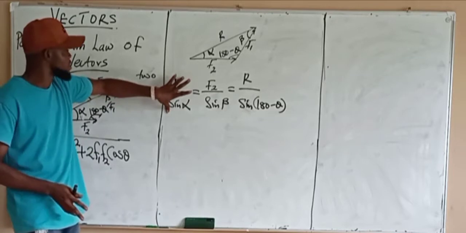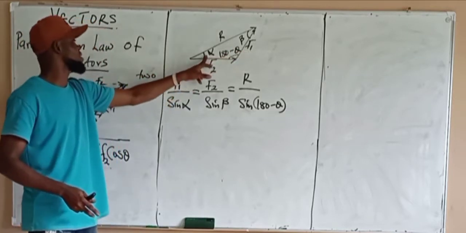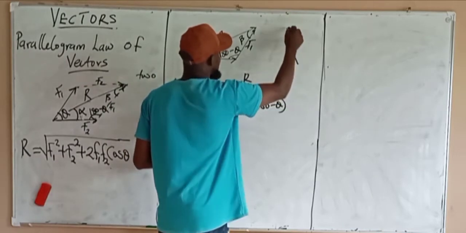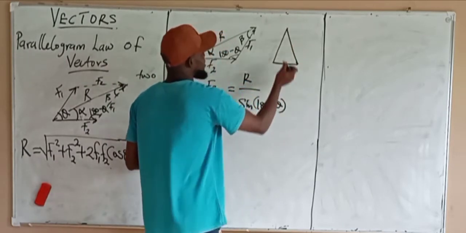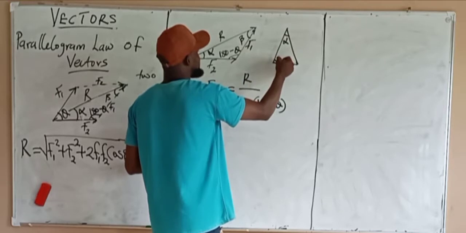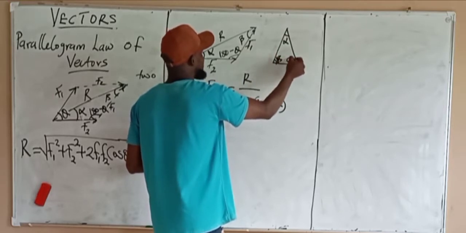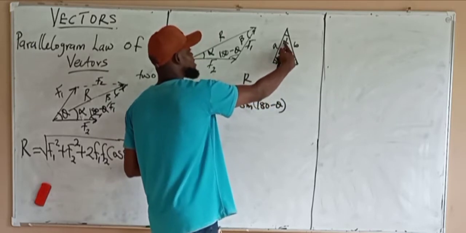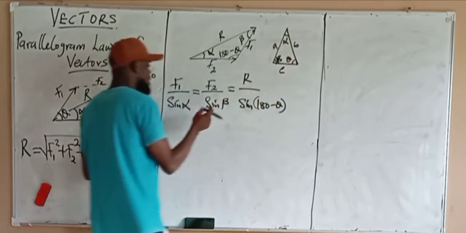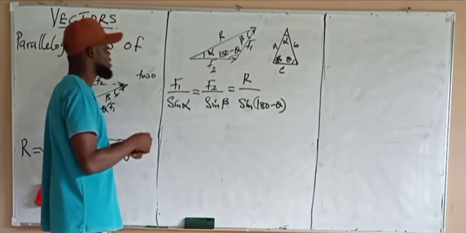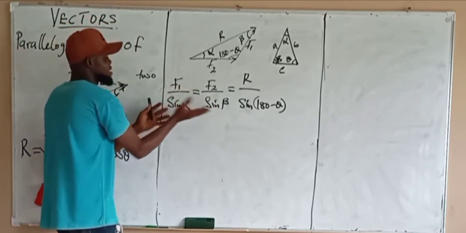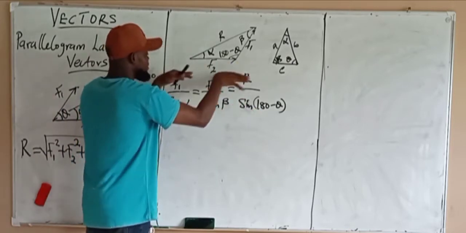Remember how we got this: the side over the sine of the angle facing it. It works for any triangle at all. Let's have this triangle now with alpha, beta, and theta. Let's say A, B, C. The sine of this over this will be equal to. Now let me also teach another very important thing. This can also be written as F1 over this. You can move everything up and bring everything down.